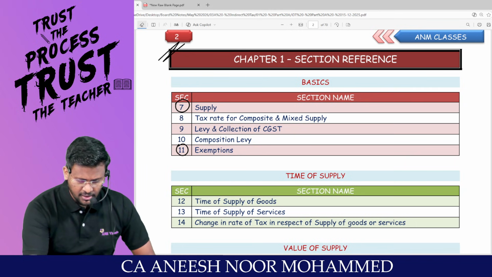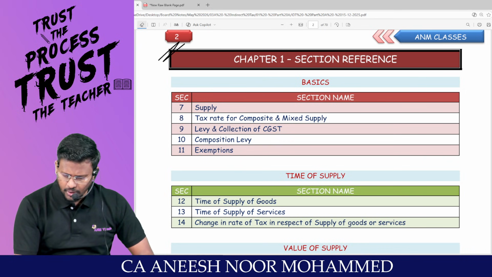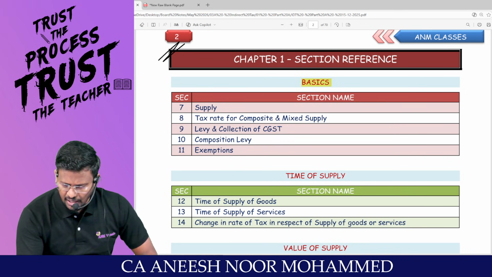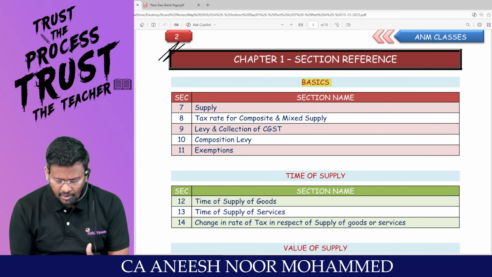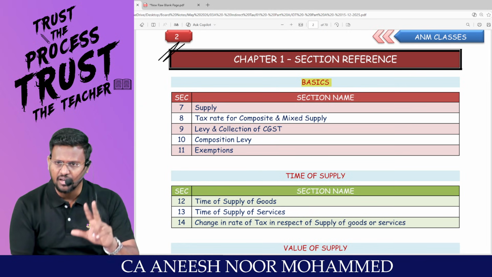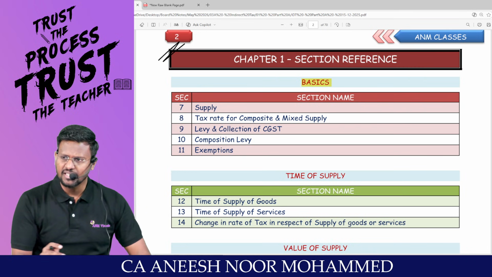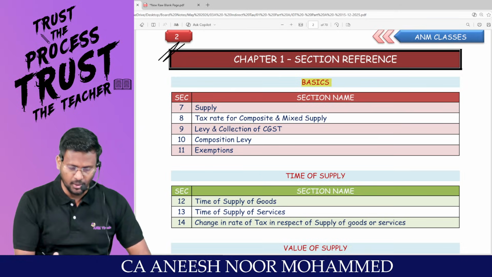Whether you are an Inter student or a CA Final student, this part is called the basics of GST. Section 7 supply, Section 8 tax rate for composite and mixed supply, Section 9 levy and collection of CGST, Section 10 composition levy, Section 11 exemptions. Are you all ready with me?